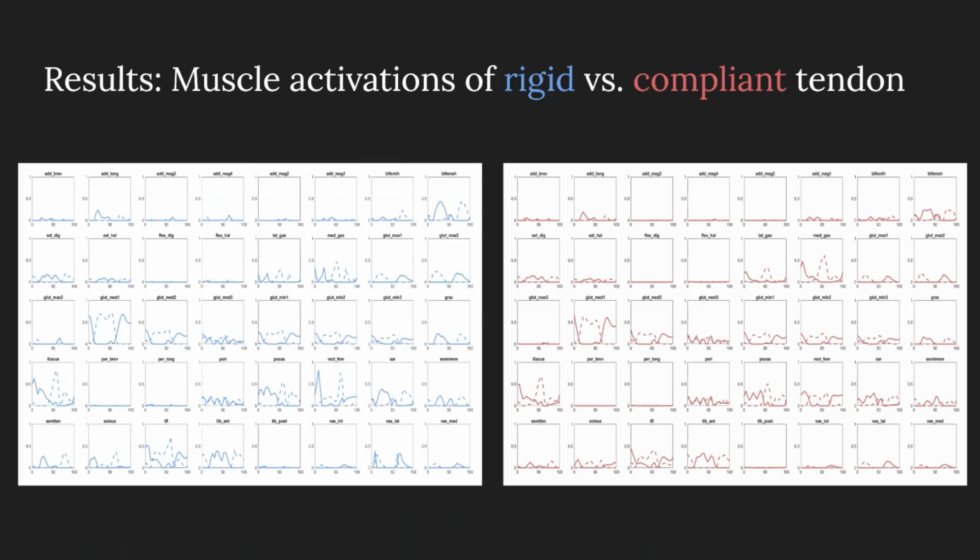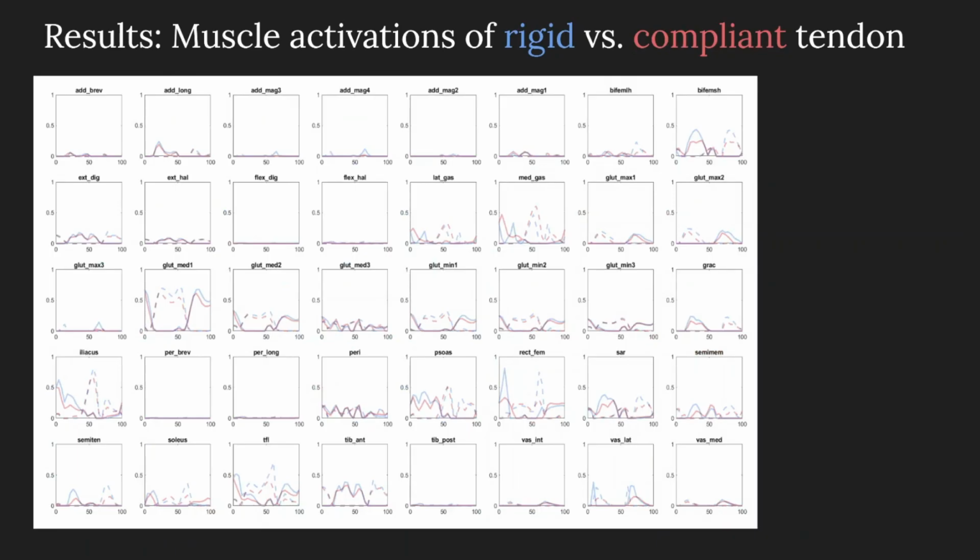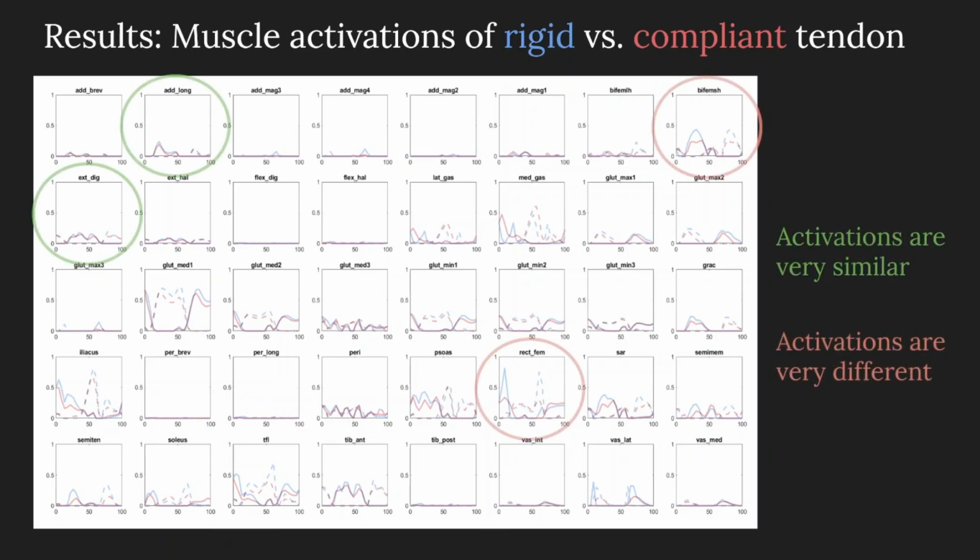These are the results of the time series plots for muscle activations in both the rigid and compliant models. The activations of the rigid model can be seen in blue, and the activations of the compliant can be seen in red. The solid lines represent the right leg, while the dashed lines represent the left leg. Here, we overlay activation plots. We see some muscles where activations are very similar, while other muscles' activations are very different.